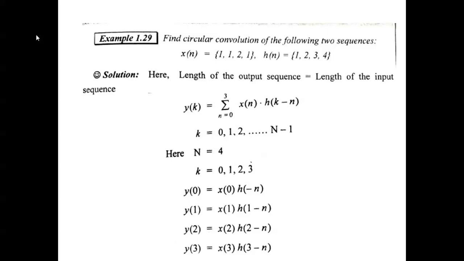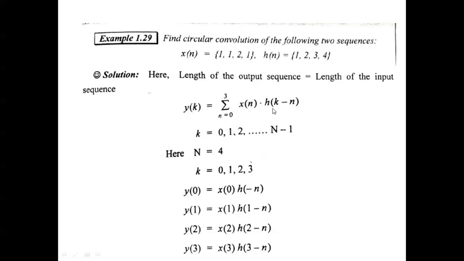This is an example for circular convolution. There are two sequences, x of n and h of n, and we use the formula y of k is equal to the summation. For linear convolution we find the length of the sequence as L plus M minus 1, as we discussed in previous videos. But here you can't use that L plus M minus 1 formula because this is circular convolution, so both sequences should be of equal length. Here the length is N is equal to 4.